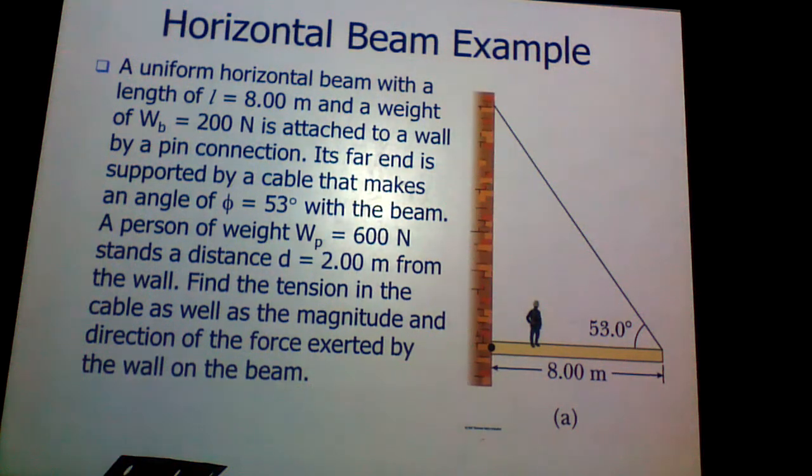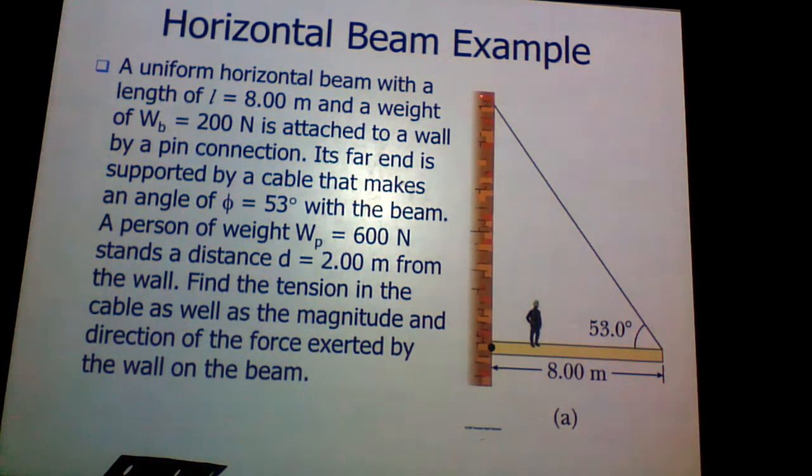Okay, the last example that I want to look at is the horizontal beam example, because it's very, very similar to the last one. So a uniform horizontal beam with a length L of 8 meters and a weight of 200 newtons is attached to a wall by a pin connection. Its far end is supported by a cable that makes an angle phi of 53 degrees with the beam. A person, a little construction worker guy here, whose weight is 600 newtons, stands a distance 2 meters away from the wall here.